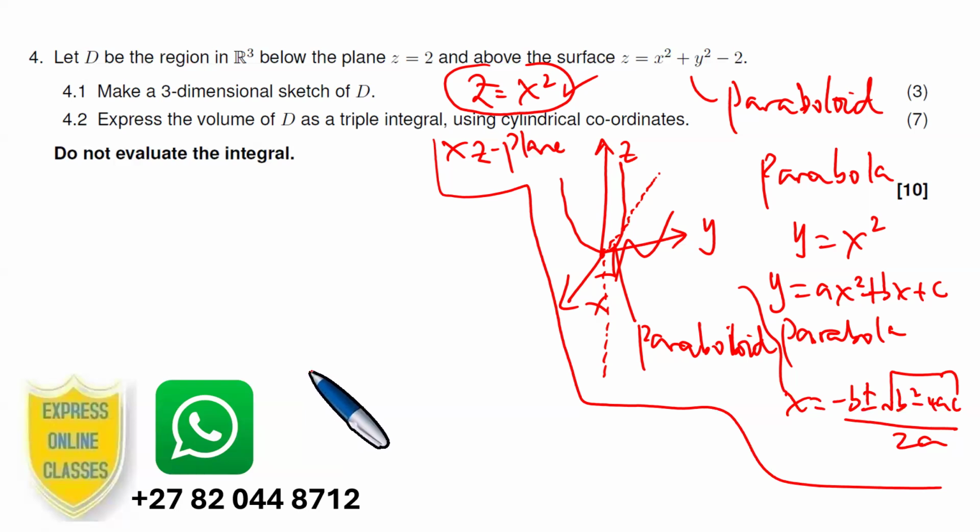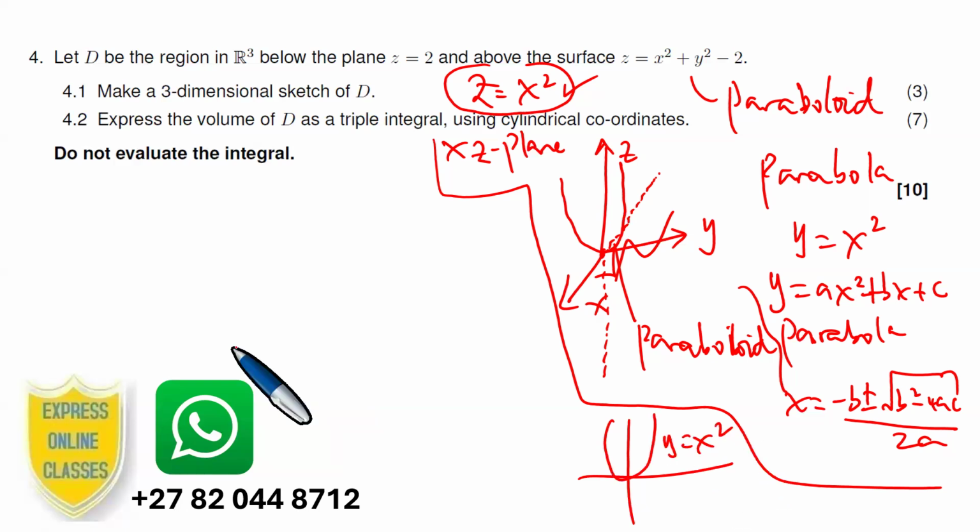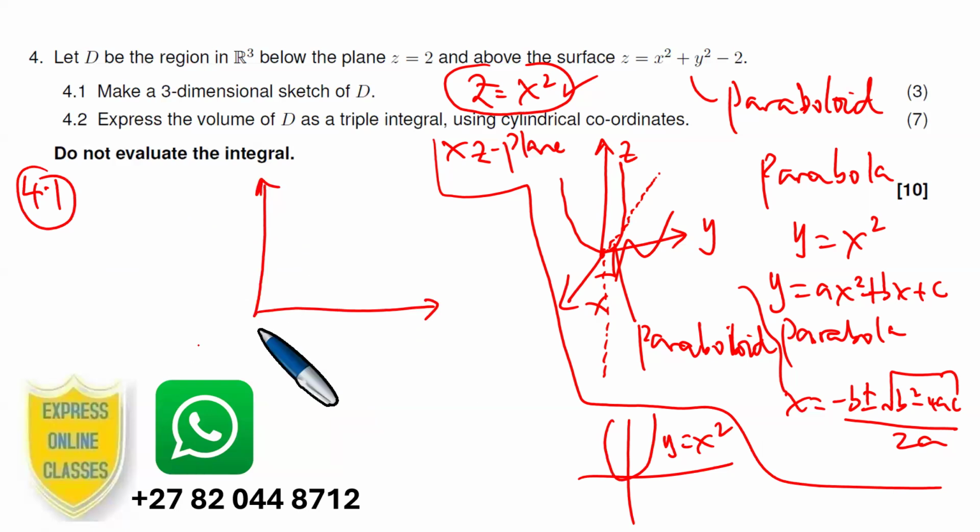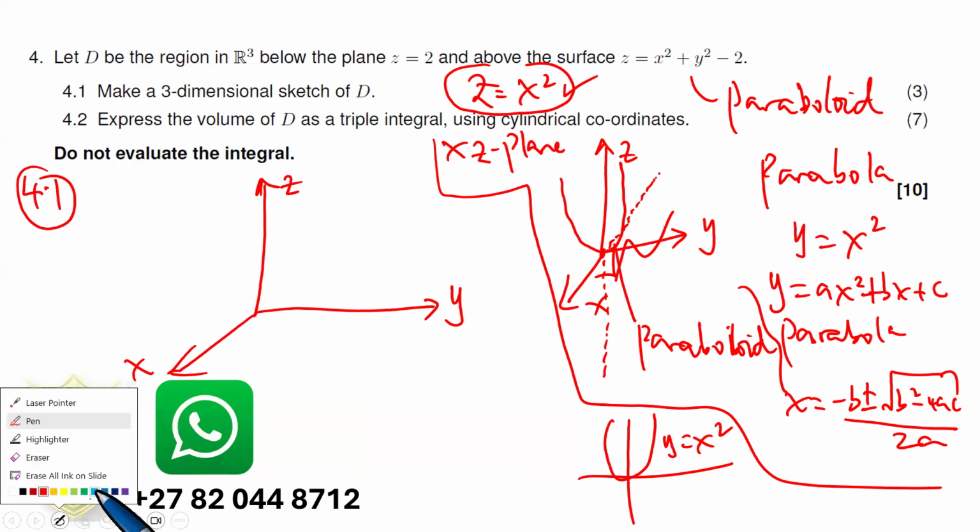Right, the question is, how do we sketch this here? The way we sketch a parabola, we draw x and y, then we do this. Then that is the parabola, like y equals x squared. Right, so now let us look at 4.1. To sketch a paraboloid, this is in 3 dimensions, so we're going to have z, y, x.